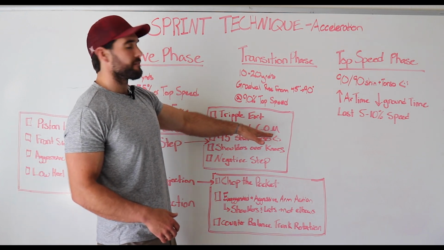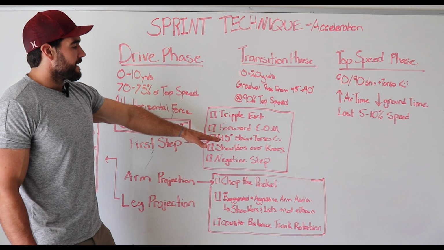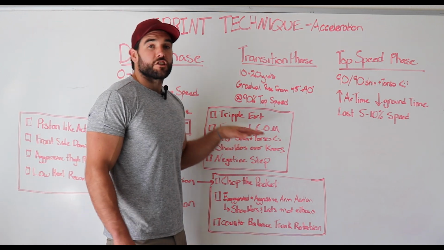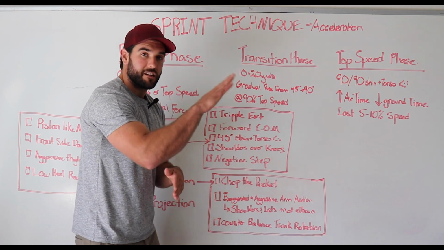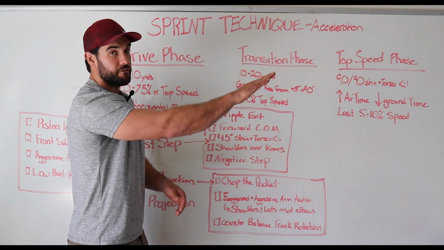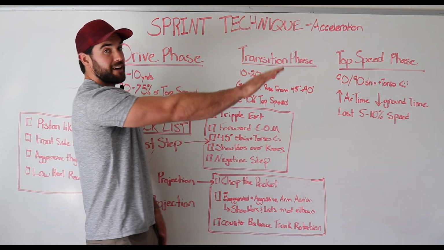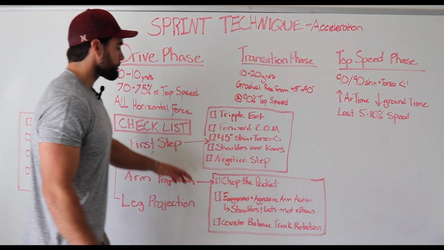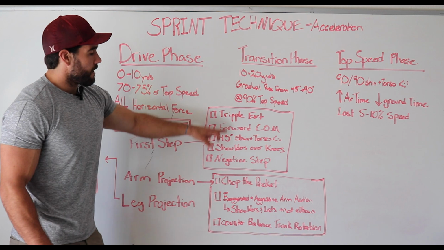You need to be able to have a very forward center of mass, and going in conjunction with that is a 45-degree shin and torso angle. So our shins need to match our torso, and they need to be at about a 45-degree angle as you project out of the start. That is going to give us the optimal projection angle in order to be fast and explosive out of the start. Now, this goes along with all these others.